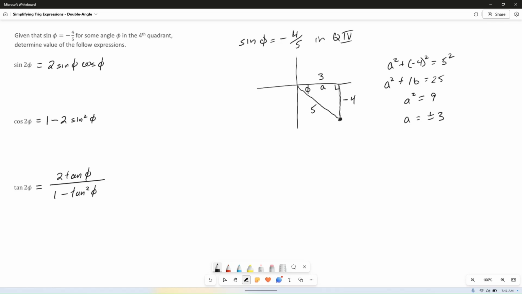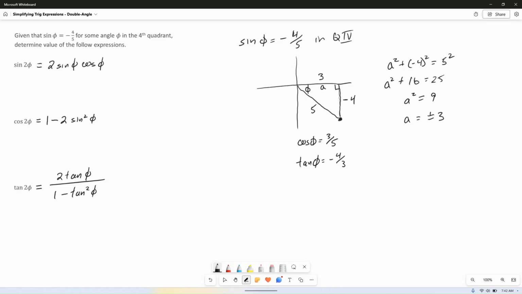So from here, we can figure out that the cosine of phi is going to be a positive 3/5, which should make sense because we're told phi is in the fourth quadrant. And we could say that tangent of phi is going to be a negative 4/3. And again, it's negative because it's in the fourth quadrant, but that's also based off the negative 4 that I was using.